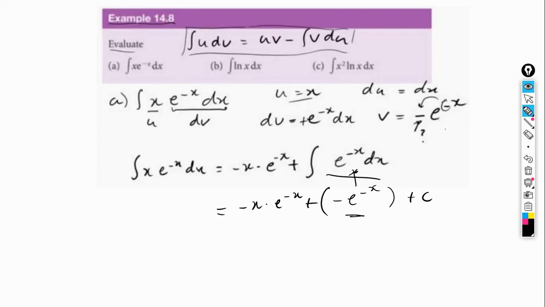And then finally, we can write this as minus x times e to the minus x minus e to the minus x plus c. And that would be good enough. But in some textbooks, you might find that they factor out this expression, and perhaps it could be written as minus e to the minus x times x plus 1. And don't forget the constant.